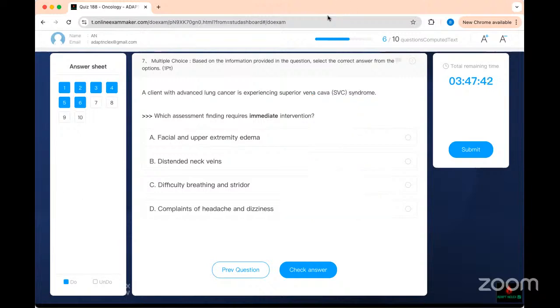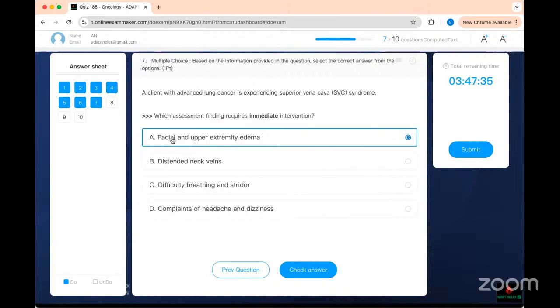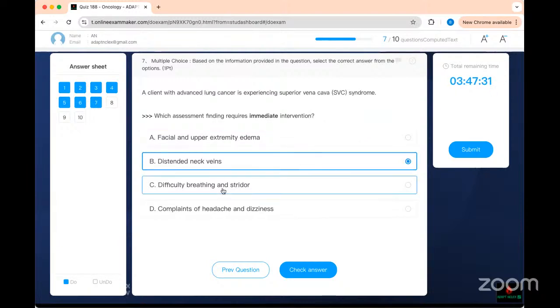It's like a heart failure, right? That is the key. Congestion in your neck, your face, you're going to have edema. That is expected. Your neck veins are all going to get bigger and distended. That's normal. Your neck will get swollen, but as soon as you have breathing difficulty and stridor, I need to intervene.